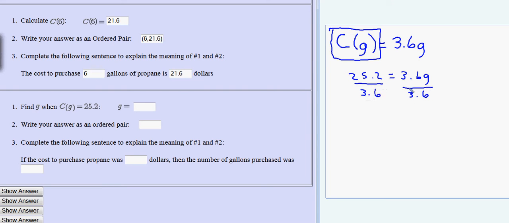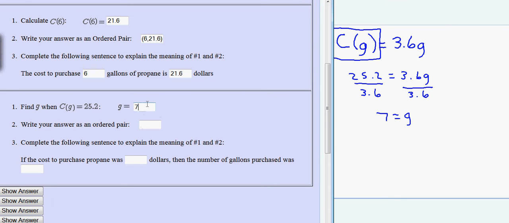Over here, you probably hear people say they cancel. Technically what they do is they simplify down to be 1. 3.6 is being divided by itself, which is the number 1. So on the right hand side I have that 1 times G. No one writes the 1 usually, so we just write G. And this comes out to be exactly 7. So we found to get the output to be 25.2, G must be 7.